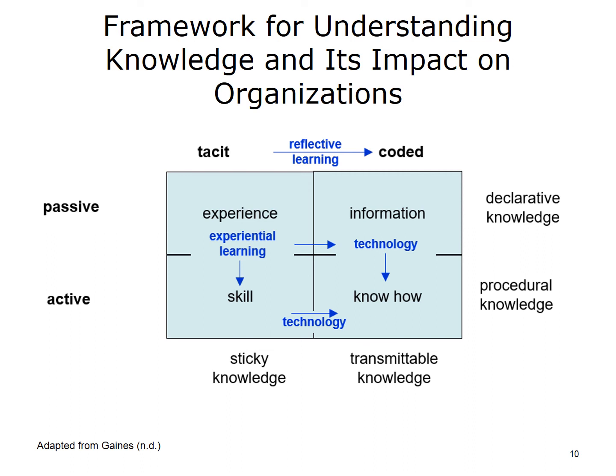Moving back to the left, in the lower left quadrant, lies skill. Skill is tacit, active knowledge. It is the alternative to coded knowledge. Skill is sticky knowledge, i.e., it comes and leaves with individuals.